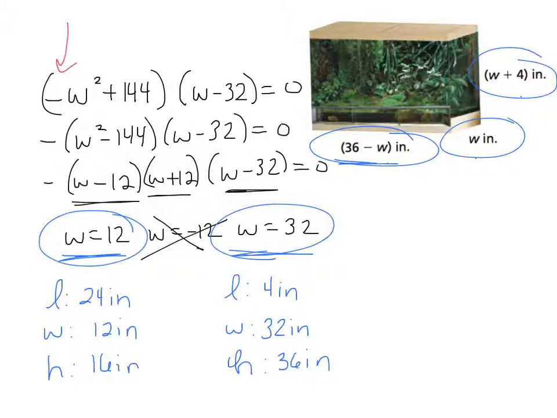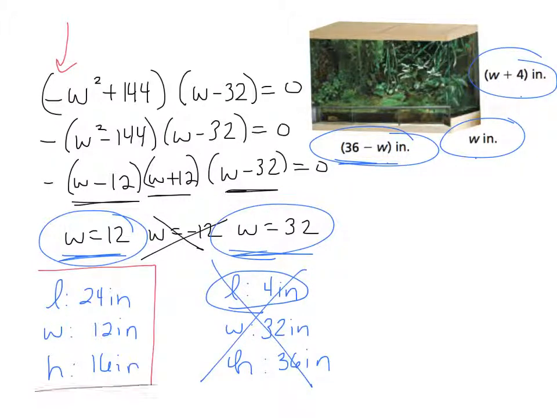But we have to look back at our original problem. Our original problem said our length had to be more than 10 inches. Well, this length is 4 inches, so this would not be correct. So my answer would be this: the length, width, and height would be 24 inches, 12 inches, and 16 inches.